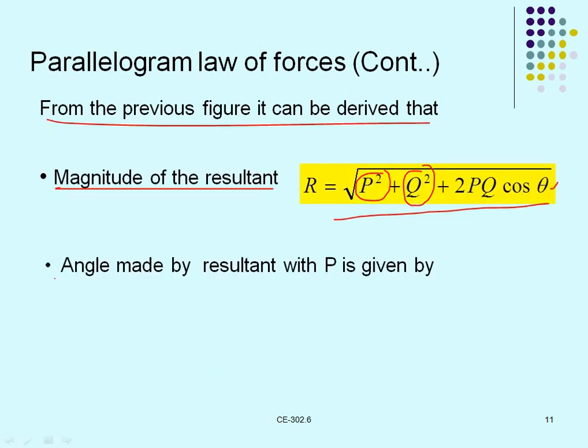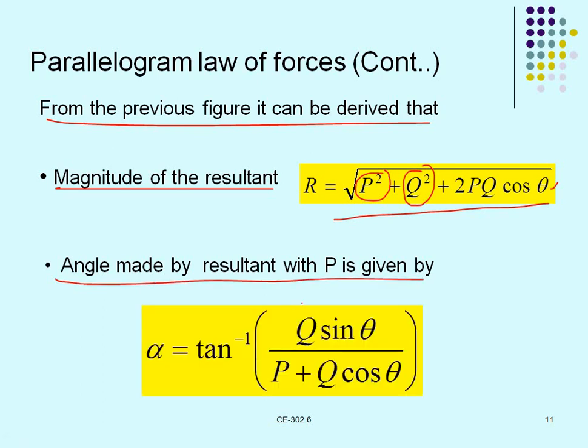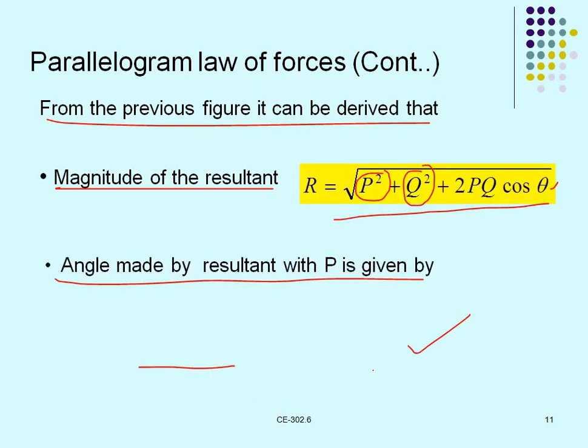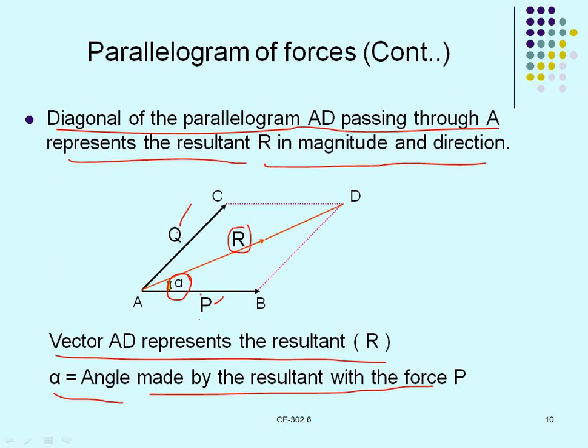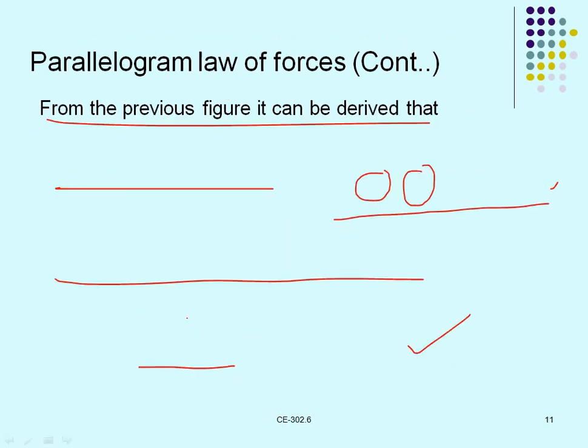The angle made by the resultant with P is given by alpha. To determine alpha: alpha is equal to tan inverse of Q sin theta divided by P plus Q cos theta. It is the opposite side over the adjacent side. So alpha is equal to tan inverse of Q sin theta by P plus Q cos theta.